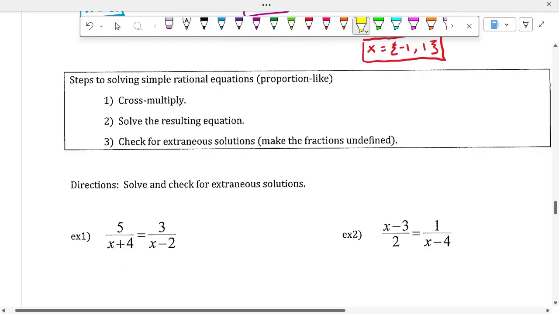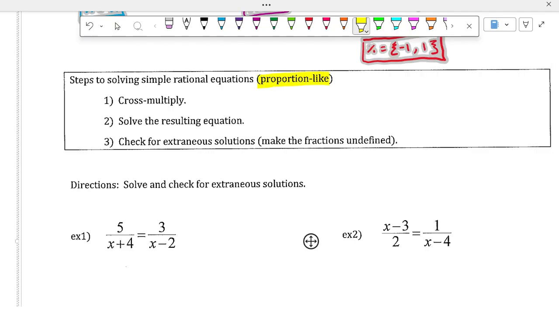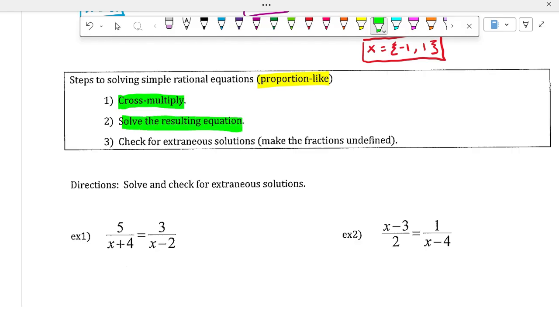Now, we are going to solve rational equations, and we're doing the very, very basic ones, which are proportion-like. So we get to do everyone's favorite thing, cross multiply. Solve the resulting equation, which will typically be a nice linear or quadratic. And then we got to check for extraneous solutions. So remember, we talked about extraneous with radical. What does extraneous mean? So we did this with radical equations. I always told you to check for extraneous solutions.